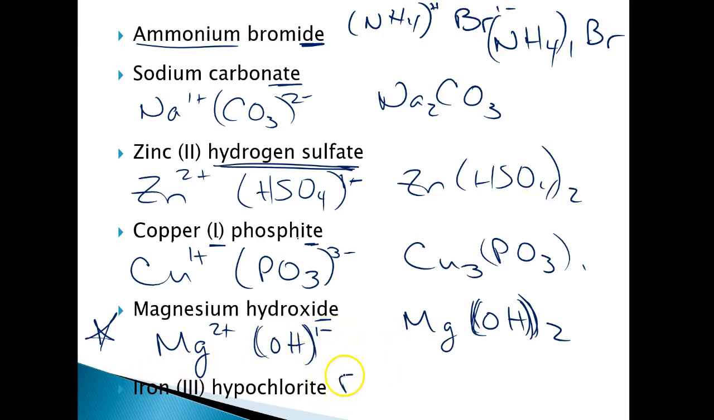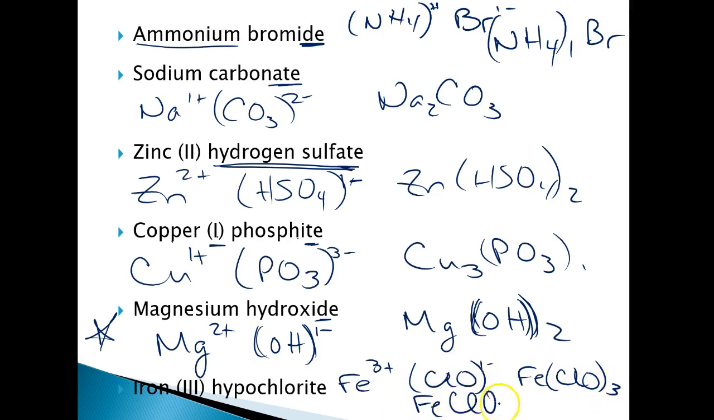Iron 3 hypochlorite, Fe3+. Hypochlorite is ClO 1 minus. Drop and swap, you get Fe(ClO)3. This is different than that. This is iron 1, which there is no such thing, iron 1 chlorate. This is iron 3 hypochlorite. Okay, the 3 is outside the parentheses as opposed to right next to the O. Pay attention, that's a trick question.